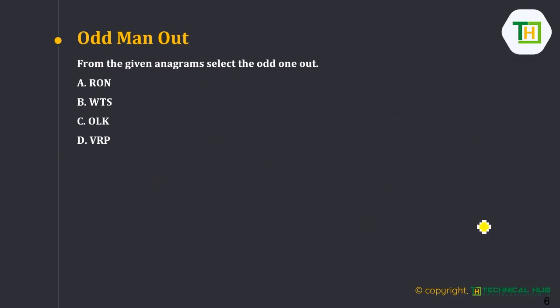Same. Find the given anagram, select the odd one out. Using three rules: one is the gap rule, the second one is the alphabetical order rule, and the third one is the vowel rule. Coming to the first option, R, O, N.